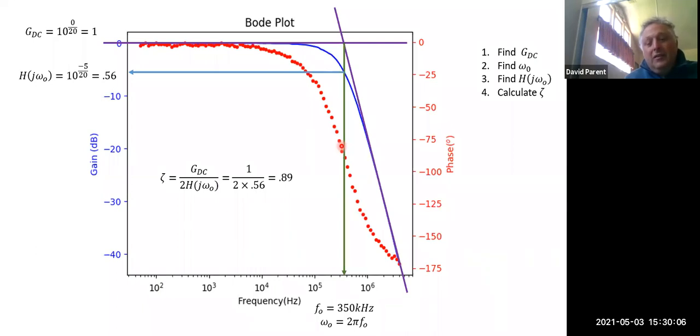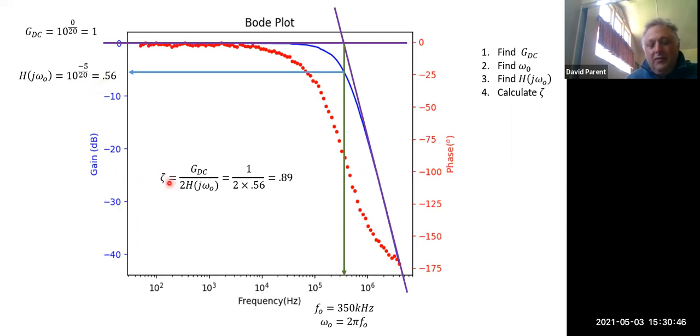All right. But then when it comes time to pick omega naught, I just use the asymptotic method and pull off omega naught. Let me move this out of the way. It's 350 kilohertz, right? Then I pull the gain from 350 kilohertz, and it was about -5 dB. So the gain at omega naught is 0.56.